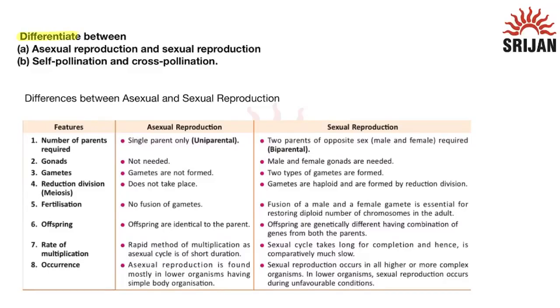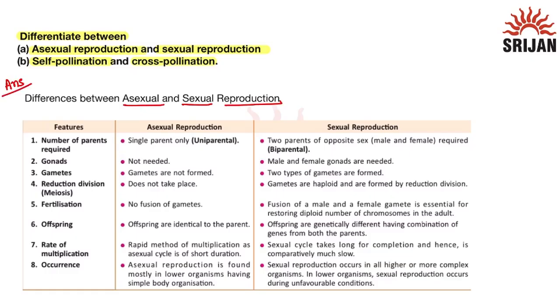The question says differentiate between asexual reproduction and sexual reproduction. Differentiate between self-pollination and cross-pollination. Now let us see the answer to this question. The differences between asexual and sexual reproduction.